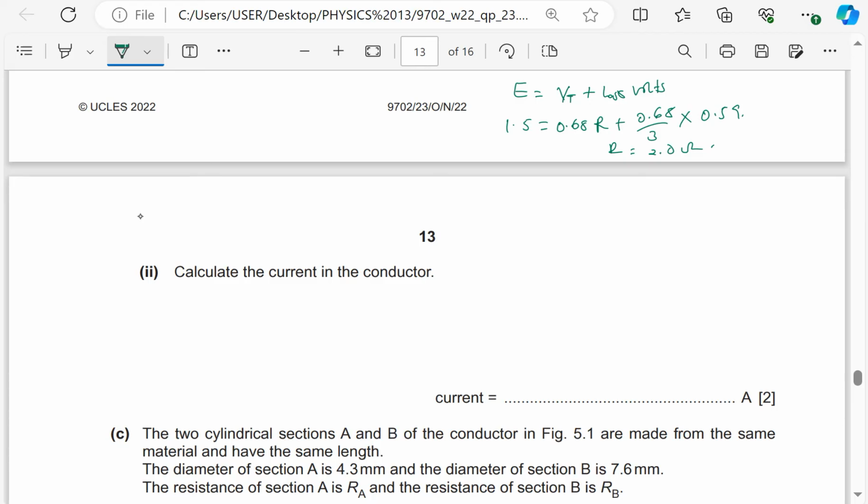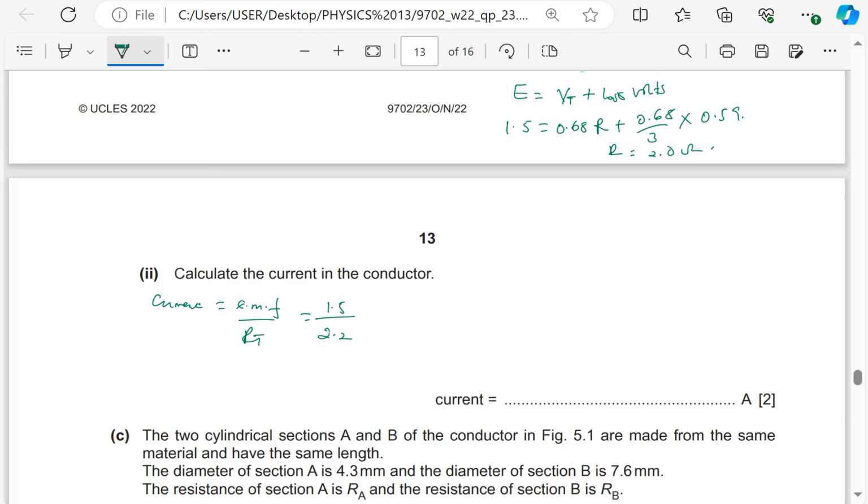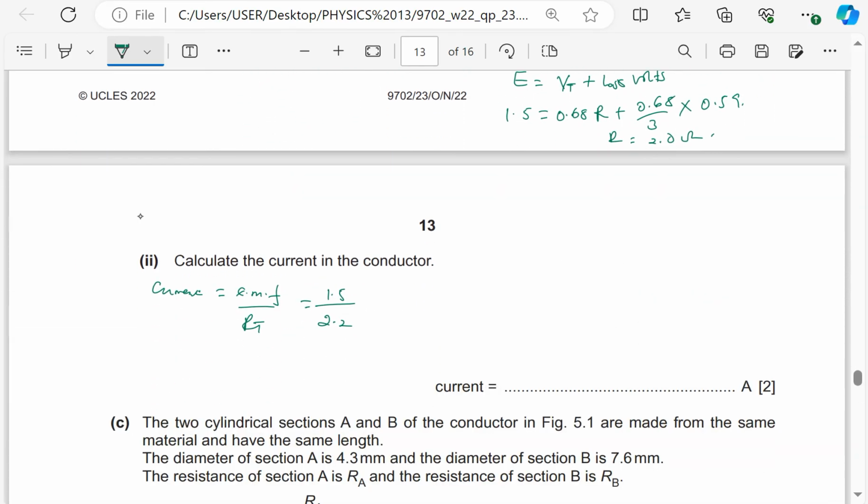Then calculate the current in the conductor. Okay, I think I've already calculated this current, but I will still repeat it here. So current is equal to the EMF divided by total resistance, because all the total current goes through the conductor. So this is 1.5 divided by total resistance, which is 2.2. And I think we had already calculated this above. It was 0.68.